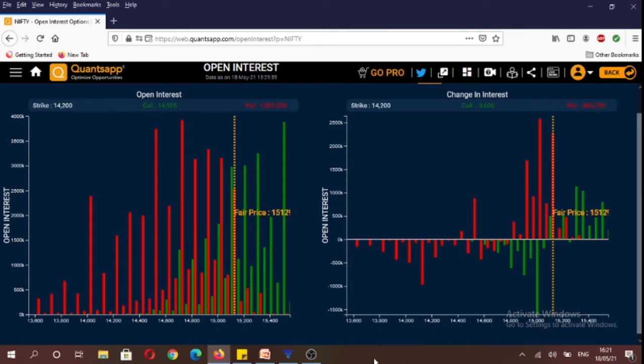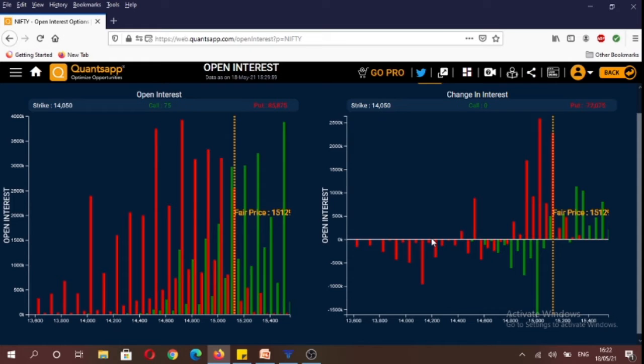If we analyze the open interest data, you will see that a large amount of puts have been written at 14,700 strike, and a large amount of calls have been written at 15,500 strike. So broadly speaking, we are in a range of 15,500 to 14,700. However, based on the price action for the near term, the range currently is 14,900 to 15,300 on the index.